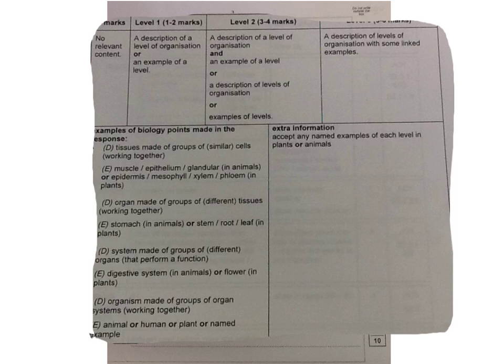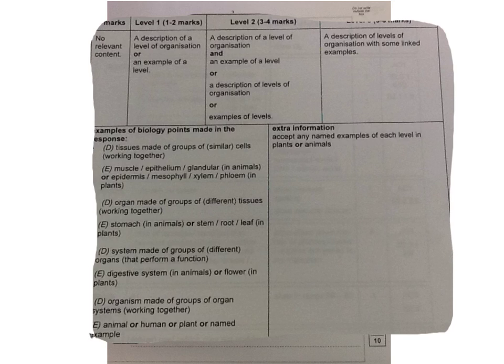Some examples. This was one that students mostly did really well on, so they gave loads of good examples of organs. The stomach, the heart, lungs, kidneys, those are all good examples of organs in animals. If you were giving organ examples in a plant, the stem, the root, or the leaf in plants, those were some other good examples that we've seen as well.